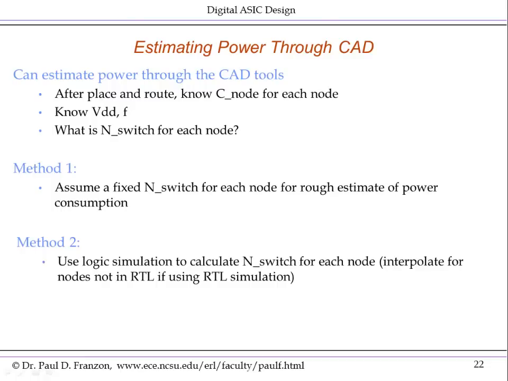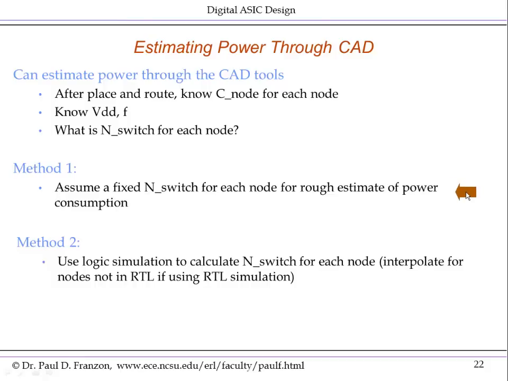Next, I want to talk a little bit about how you can estimate power through the computer-aided design tools. Quite simply, after place and route, the tools can tell you the capacitance per node. You as the designer know VDD and F, and of course VDD is set by the standard cell design as well. So the question is, how do you calculate N switch per node?